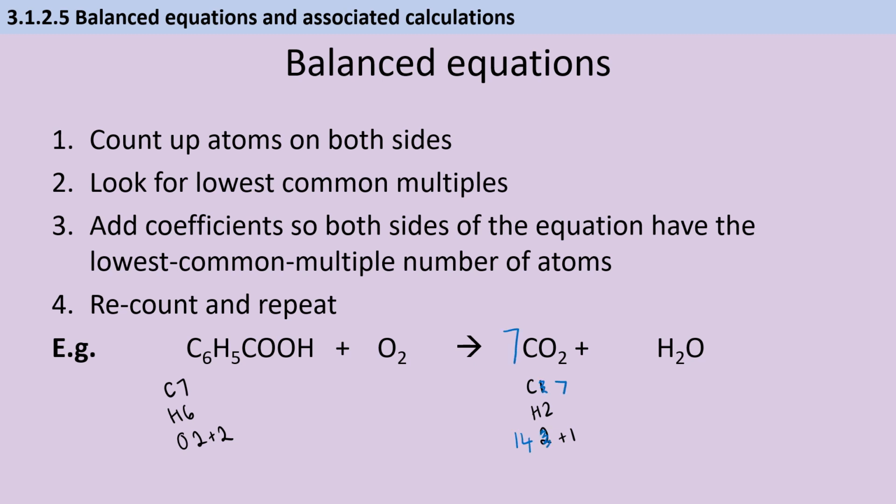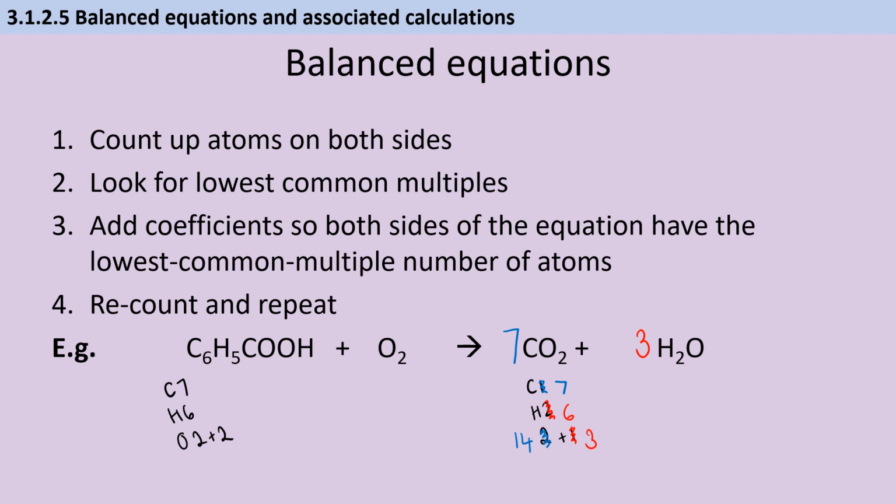Next I'm going to think about the hydrogen, and here I'm trying to balance 6 versus 2. So the lowest common multiple is 6, and therefore I need to add a coefficient of 3 on the right hand side. Then I'm going to think about oxygen, and I've got 17 in total on the right hand side.